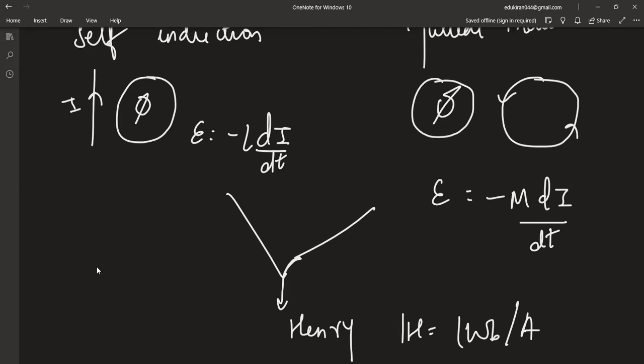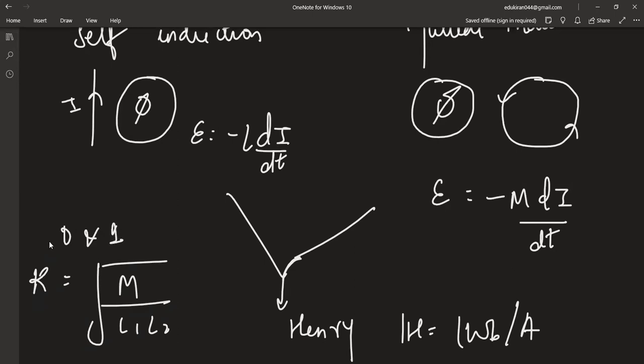All right, lastly, you have the coefficient of coupling, which is K is equal to under root M by L1 into L2, which connects the two values of inductances, that is the mutual inductance and the self-inductance. Just one thing, remember, for coefficient of coupling, you have the values between 0 and 1. This cannot exceed more than that.